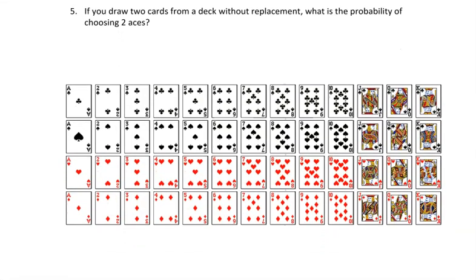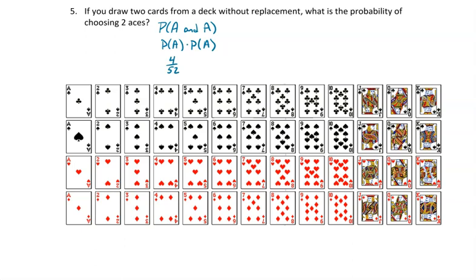Alright, if we draw 2 cards from a deck without replacement, what is the probability of choosing 2 aces this time? So we want the probability of getting an ace and another ace, which is the probability of ace times the probability of an ace. So for the first ace, it's going to be 4 out of 52, just like normal.